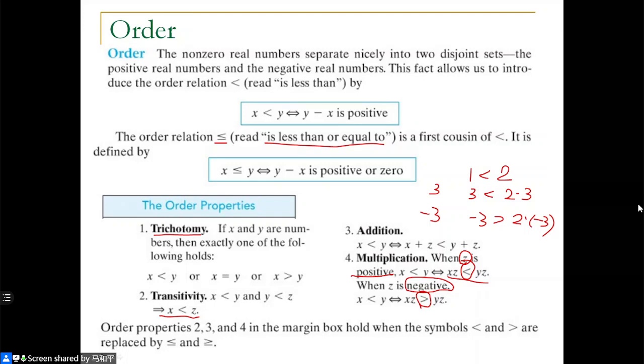Properties 2, 3, and 4 in the margin box also hold when the symbols less than and greater than are replaced by less than or equal to and greater than or equal to.